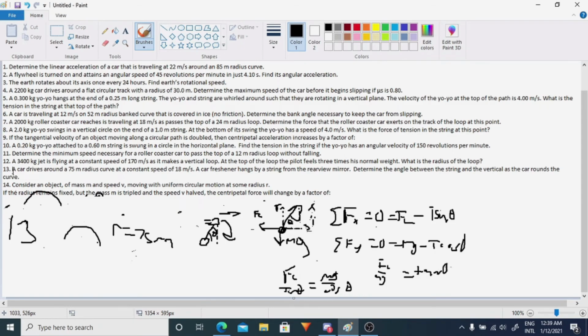And we'll just do our arctangent. We have these values. Fc we'll use m times v squared over r, as we have all those values. And once we solve, we get theta equals 24 degrees. That's our final answer.